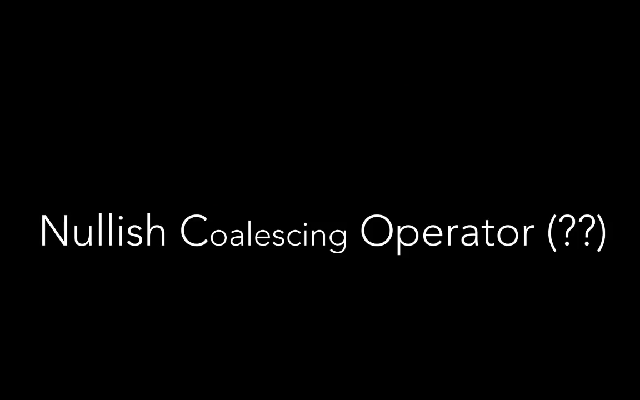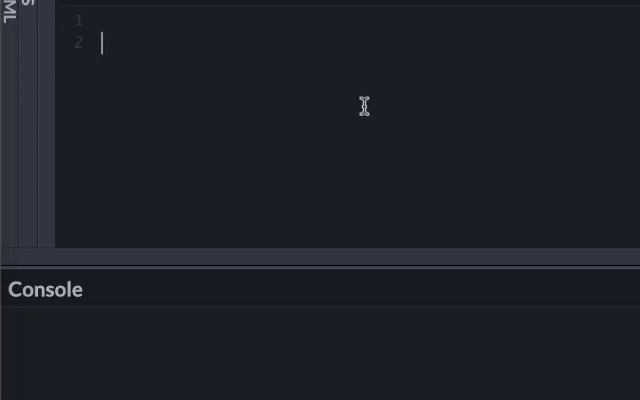All right, the next feature is pretty important. I've been waiting for this operator for a long time. It's called the Nullish Coalescing Operator. Is this actually the double equal sign? So this is a typical problem in JavaScript.